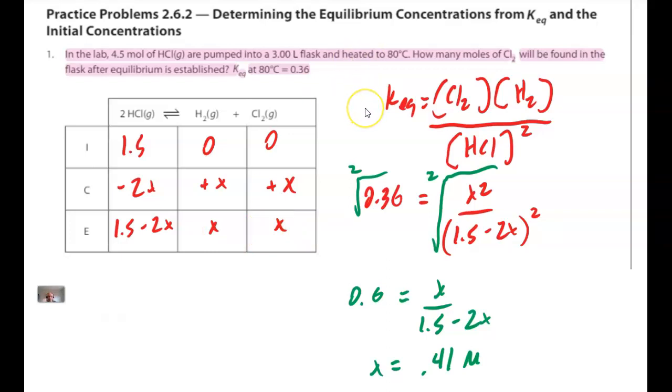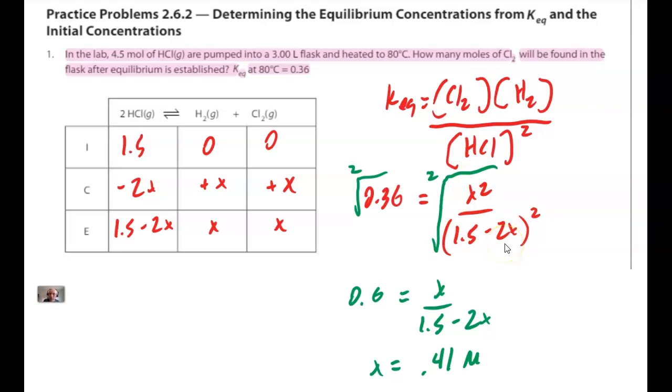I've written my general Keq expression, which is chlorine times hydrogen over HCl squared. I then have plugged in the values for chlorine and hydrogen into that Keq expression. They are both x, so that's why this numerator became x squared, and HCl is 1.5 minus 2x, which squared is 1.5 minus 2x in parentheses, of course, squared.